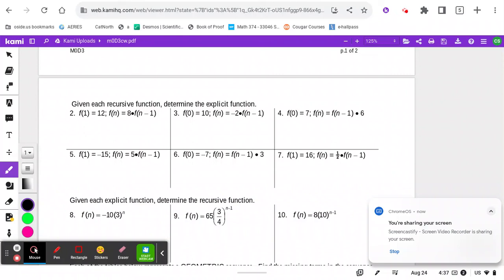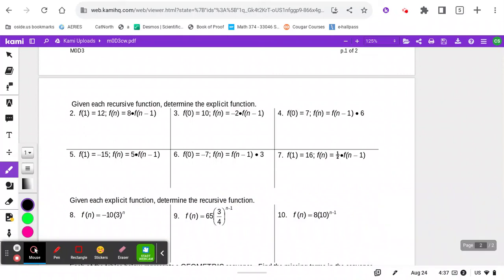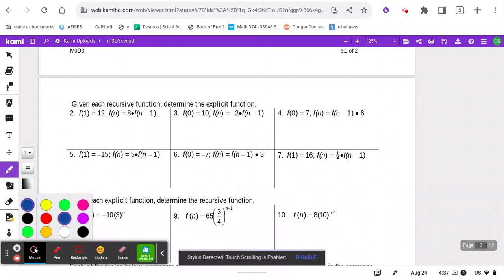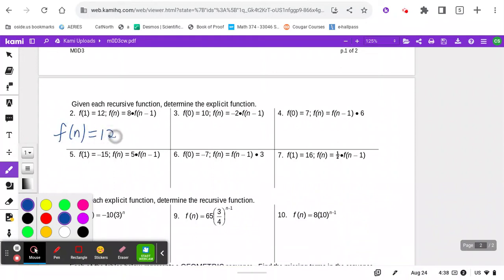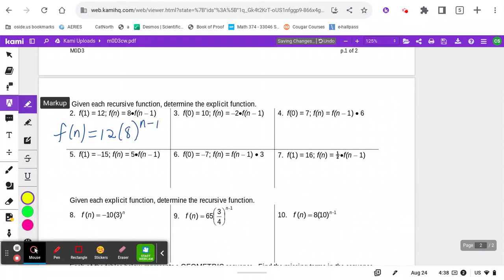All right, just like the other night when we did arithmetic, tonight we're going to be doing geometrics. Given a recursive, determine the explicit. So here we go. F of 1 equals 12 and f of n equals 8 times f of n minus 1. So our explicit begins at an output of 12, is multiplying by 8 repeatedly to the power of n minus 1. As a quick reminder, where do these things come from?